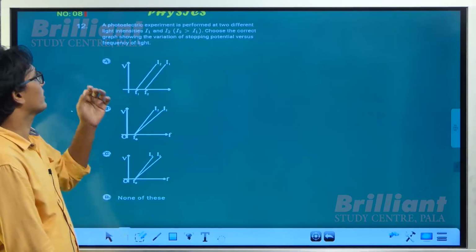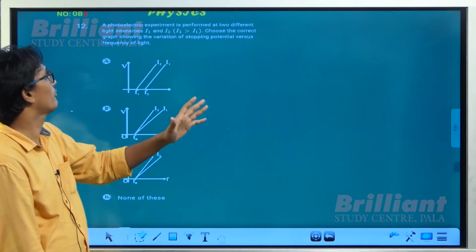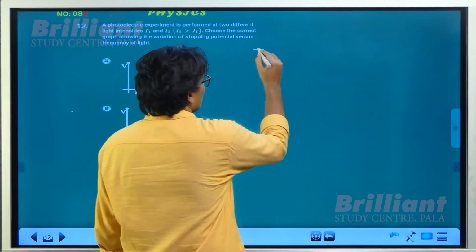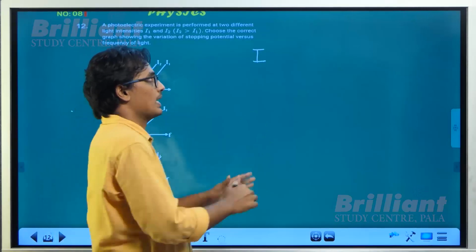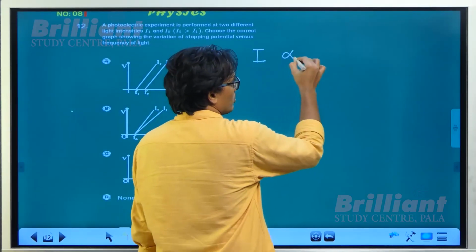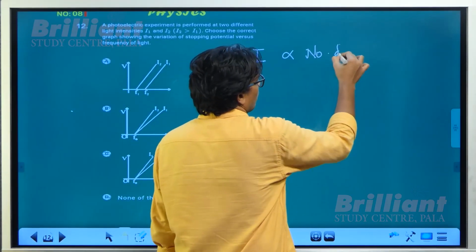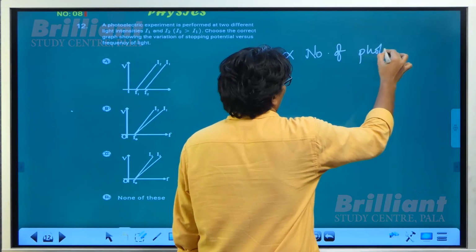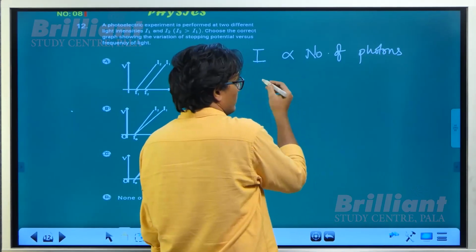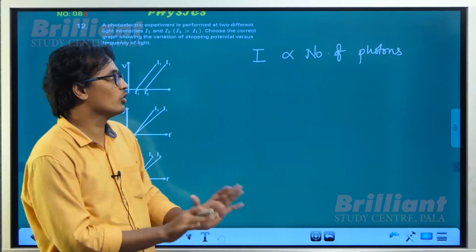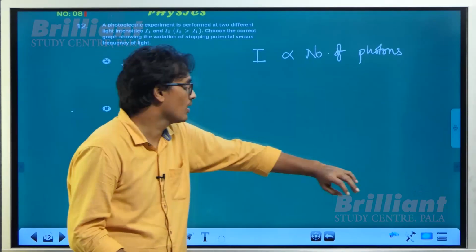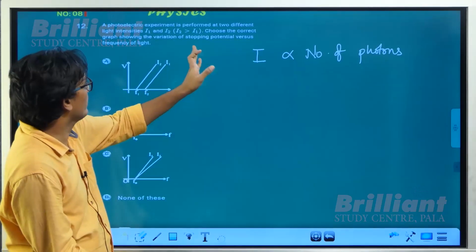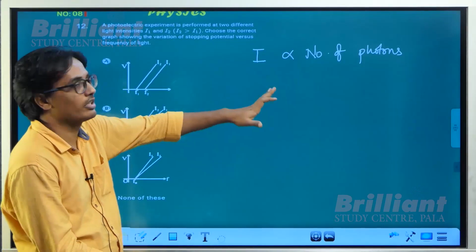Next, a photoelectric experiment is performed at 2 different intensities. See, in photoelectric effect, we are looking at particle nature. So intensity will be proportional to number of photons, okay, not energy. Intensity is nowhere related to energy of photon. Now choose the correct graph showing variation of stopping potential versus frequency of light.